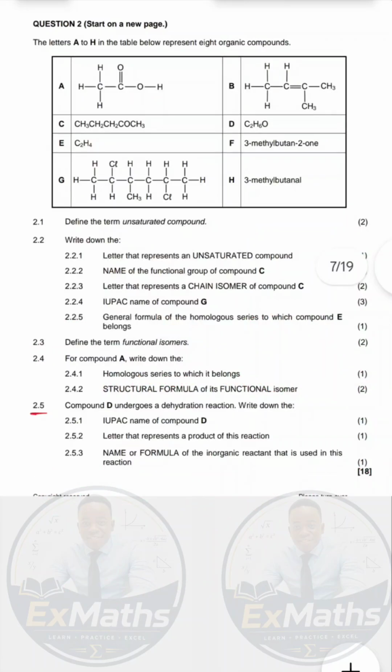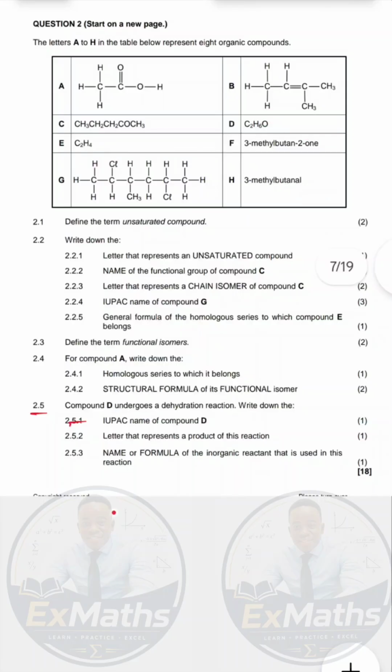2.5 Compound D undergoes dehydration reaction. Write down the IUPAC name of compound D. So already we're told that D goes under dehydration. So in your mind, you must recall which compounds go under dehydration. That is alcohols. Remember, we already tried to predict the homologous series of this one, and we say it is alcohol, and it is because that's the one that we know goes under dehydration in the presence of concentrated sulfuric acid. Then write down the IUPAC name of compound D.